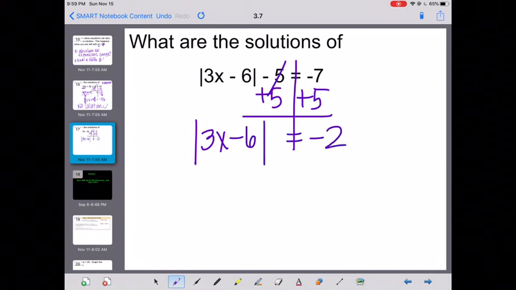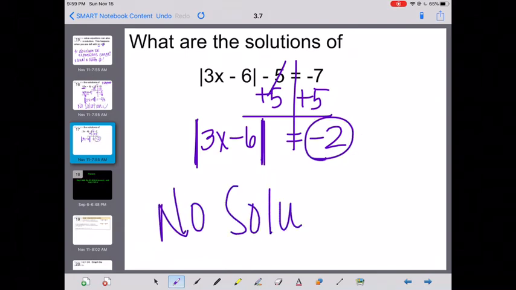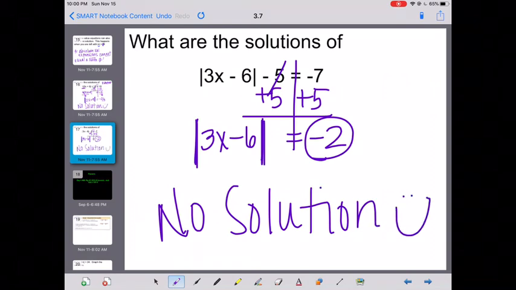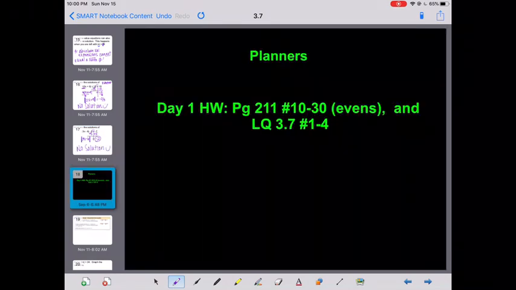All right, this one, I'm going to get rid of this extra minus 5. So I will have the absolute value of 3x minus 6 is equal to negative 2, but I can't have an absolute value expression equal to a negative number, so this one is no solution also, and I don't have to go any farther.